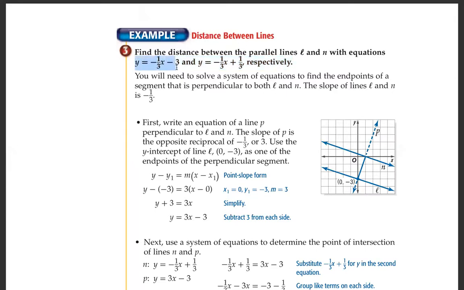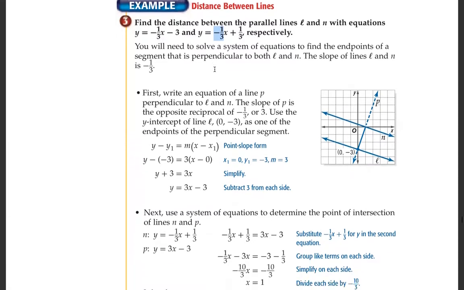This is y equals negative 1/3 x, just y on one side. That means this is an equation in slope-intercept form. Y equals negative 1/3 x plus 1/3, just y on one side. So this equation is in slope-intercept form, and that means the number beside the x is the slope of the line. The number beside the x here is negative 1/3. The number beside the x of the second equation is also negative 1/3. Then that means the two slopes are the same, and if the slopes are the same, then these two lines are parallel.